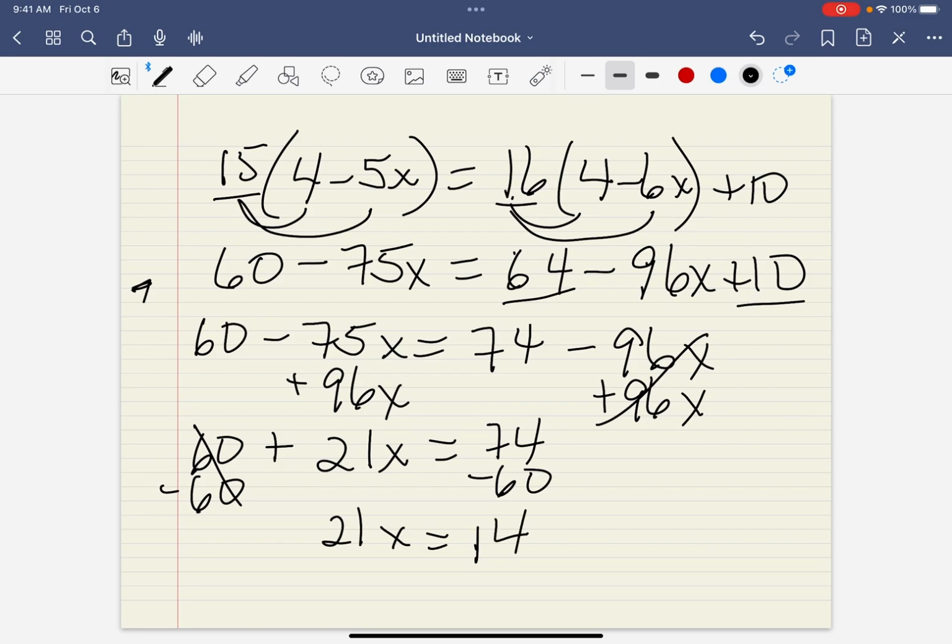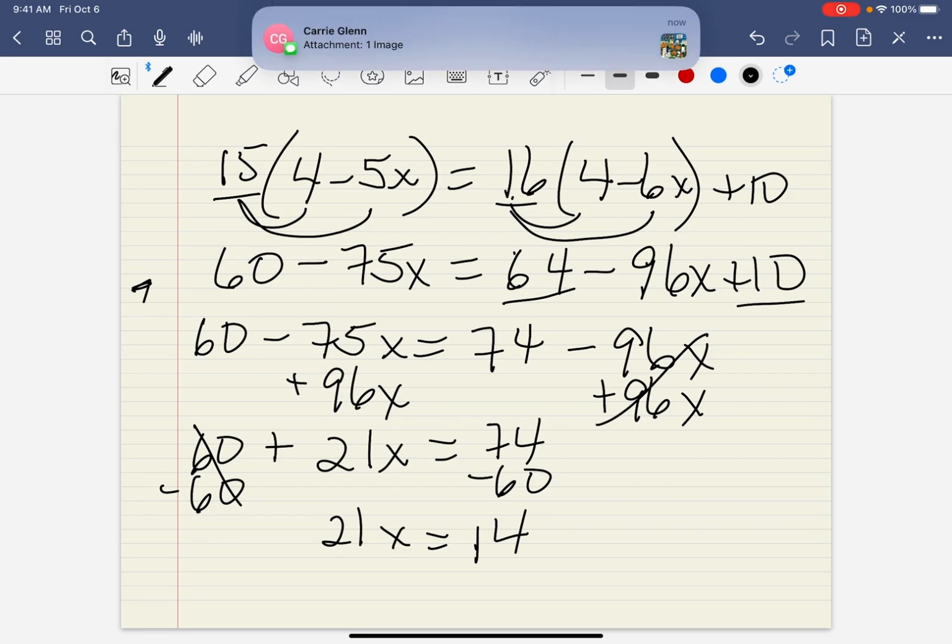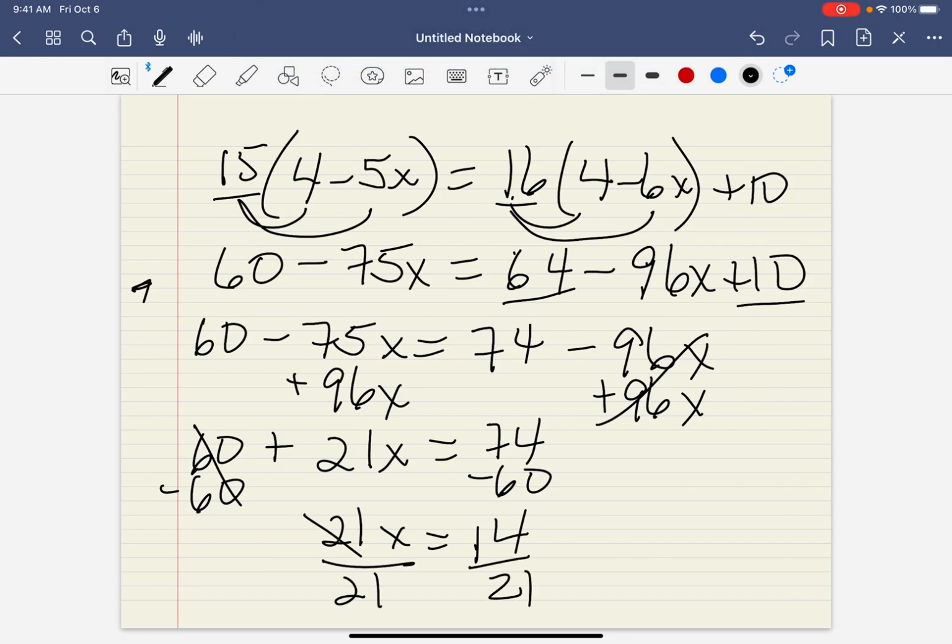And then we divide by which one? Be real careful, because it's always easier to think that you're going to divide by the smaller number, but we're not in this case because the 21 is in front of the x. So we want x by itself, which means we have to divide by 21. And that reduces, so that would be x is equal to, 7 goes into both of them. So x is equal to 2/3.